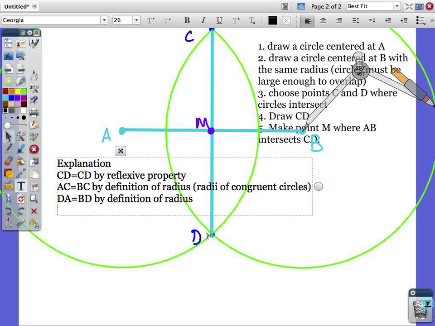They are congruent. Okay, so triangle CAD is congruent to triangle CBD. Why?